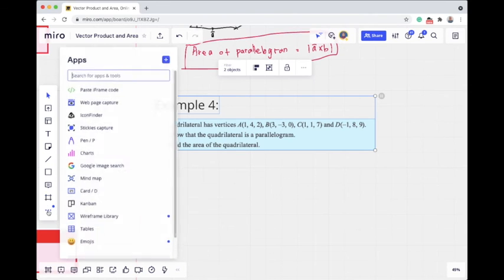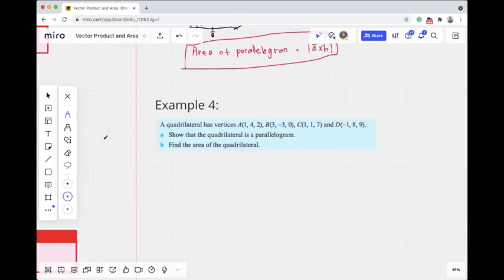A quadrilateral has vertices A, B, C, and D here, so that the quadrilateral is a parallelogram. I do not know the exact points of A and B in the parallelogram, but suppose A is here, B is here, C here, and D here.